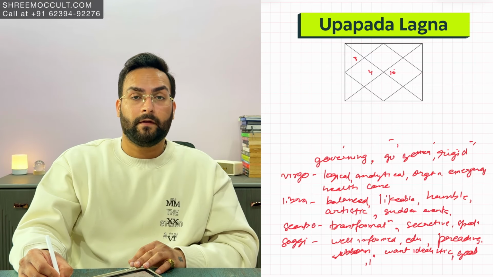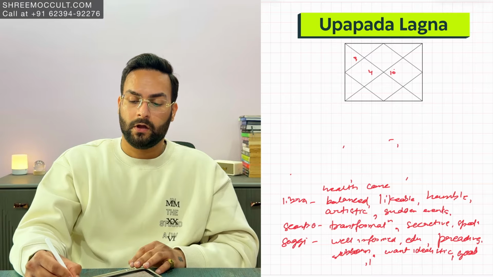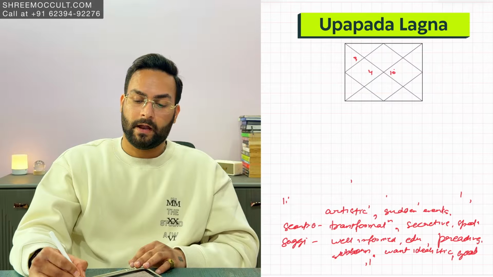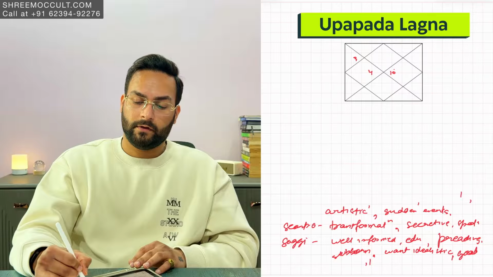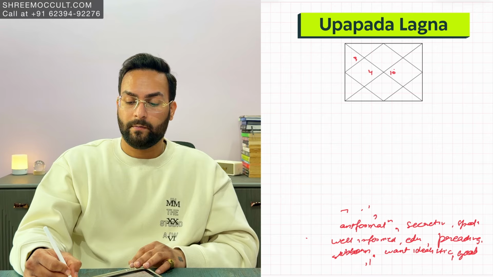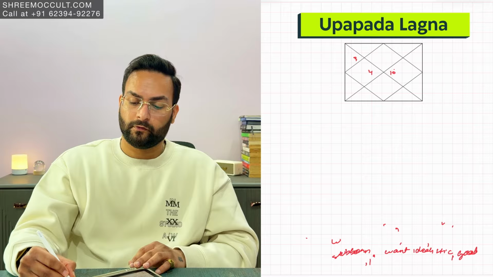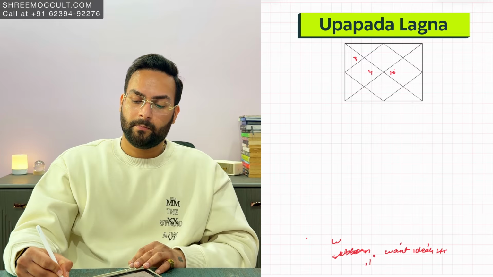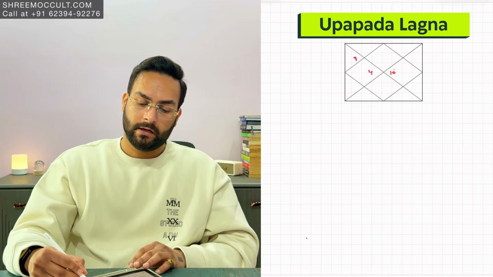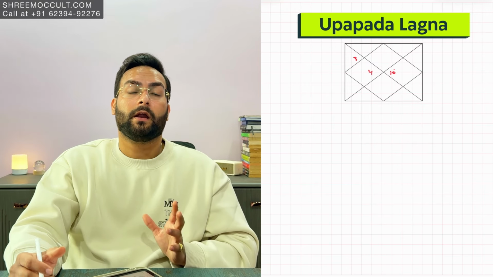Now, as I've mentioned previously in the video also, it completely depends where the dispositor is going, what aspects it is receiving, which other planets the dispositor is sitting with, what the conjunction is. All of this would change the flavor, because all of the people who have Upapada Lagan in Sagittarius are not going to have the same type of spouse. Although there will be a lot of common things, certain elements and attributes would change, there would be a difference in every single individual. Every chart is unique.